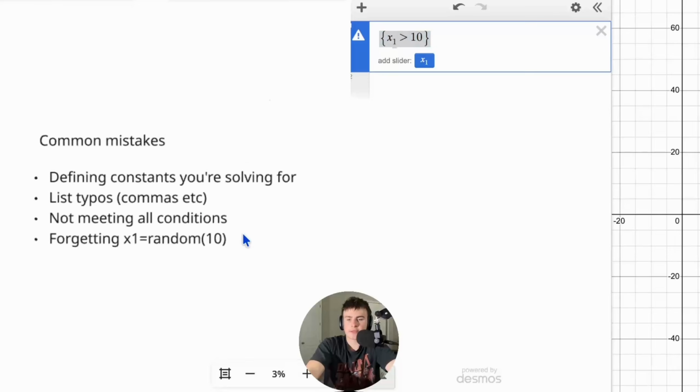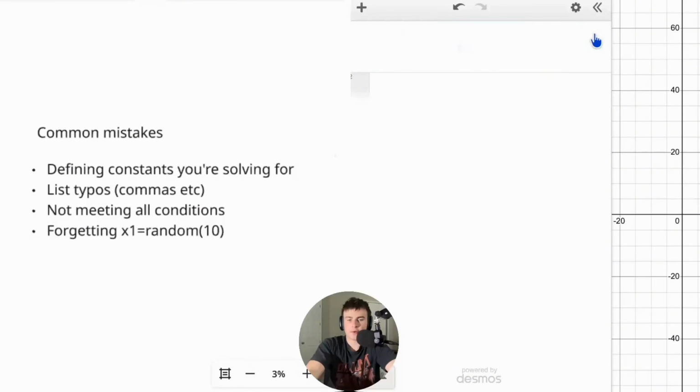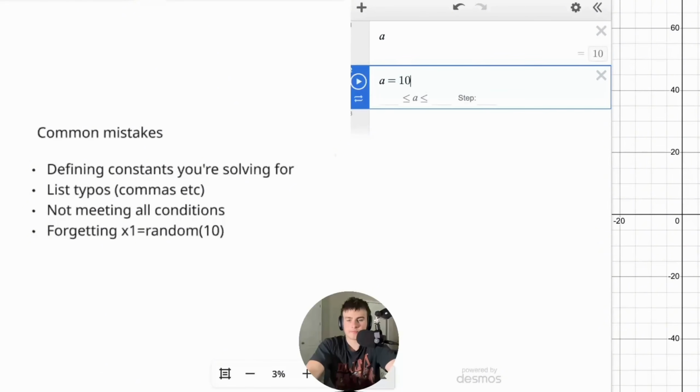Now, common mistakes I see are defining constants you're solving for. This is a big one. Let's say we're solving for a, and then on a separate line, you'd say like a is 10. Well, that defeats the purpose of the whole problem, right? Because you're solving for a. If you say, hey, Desmos, a is 10, it's going to say, okay, a is 10. And then it's not going to give you the right answer. So do not define any constants you're solving for, unless you're doing like factoring, which you could do, but we'll get there later.